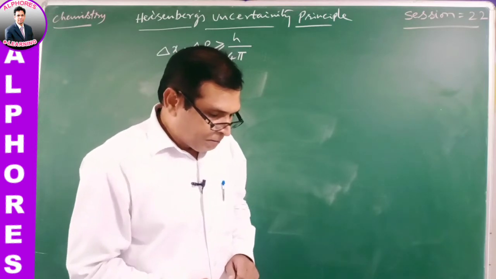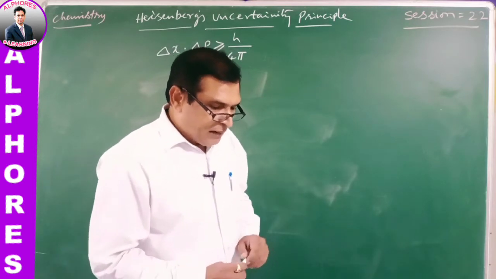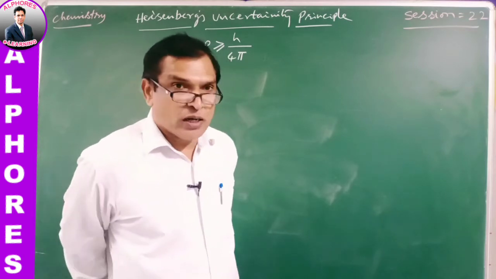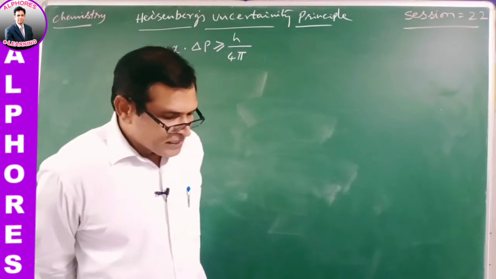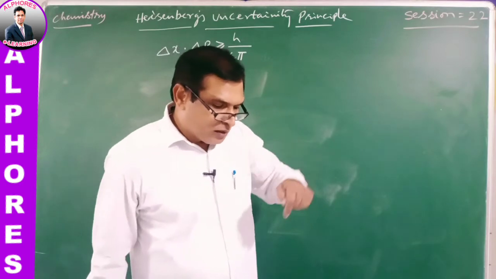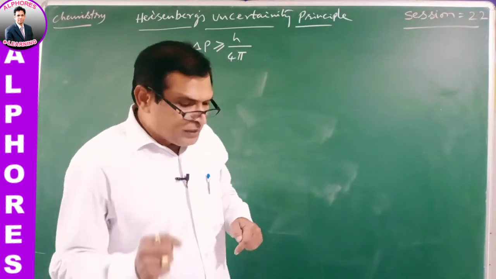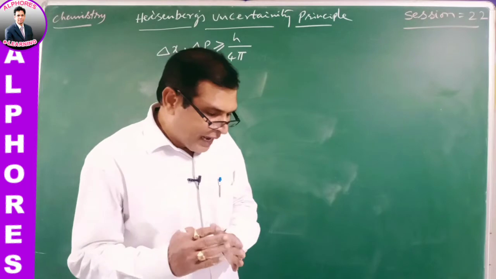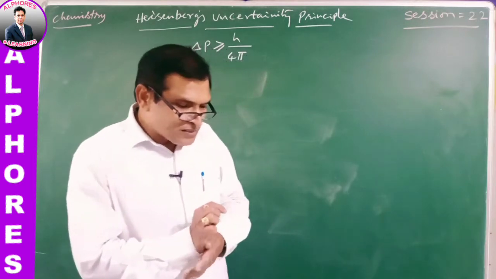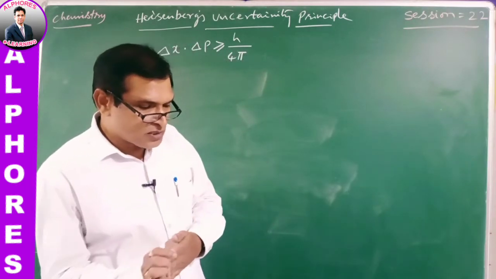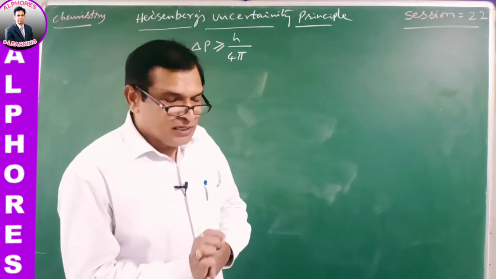I repeat the question again. A microscope using suitable photons is employed to locate an electron in an atom within a distance of 0.1 angstroms. What is the uncertainty in its velocity? That's what he is asking.